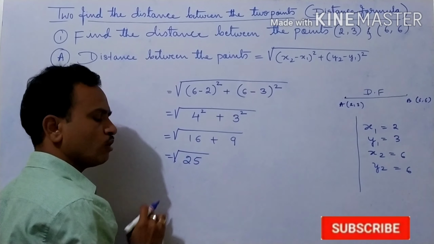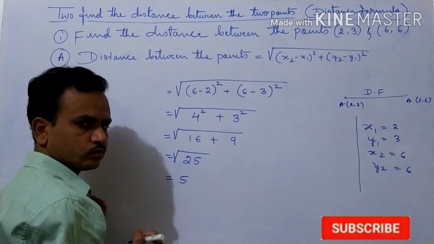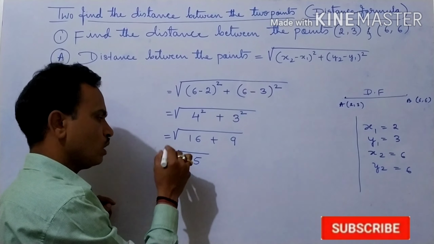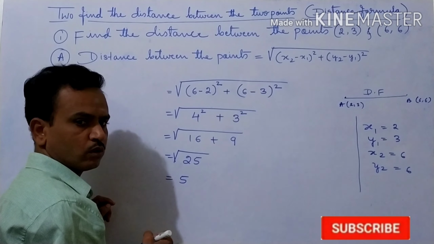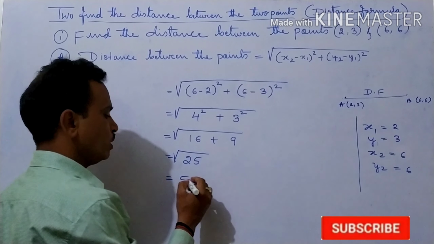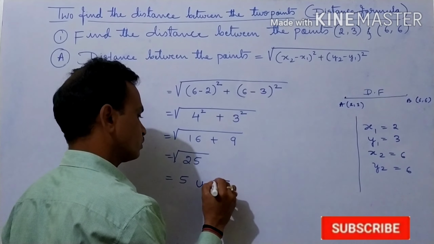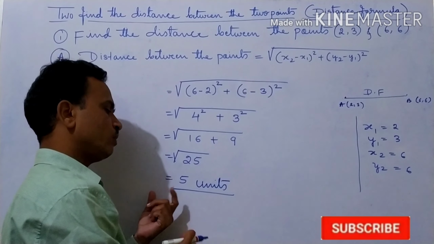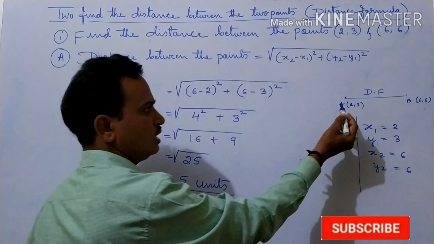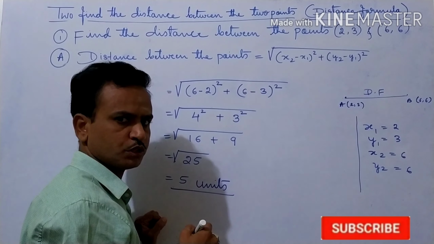Now you know the square root of 25, what is the answer? 5. Square root of 25 is plus or minus 5, but here we should take the positive value, plus 5 units. Length we always have to measure in positive. So the distance between these two points is 5 units. Understood?